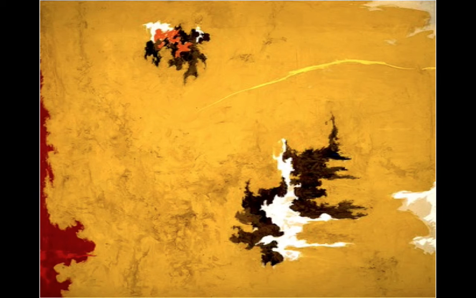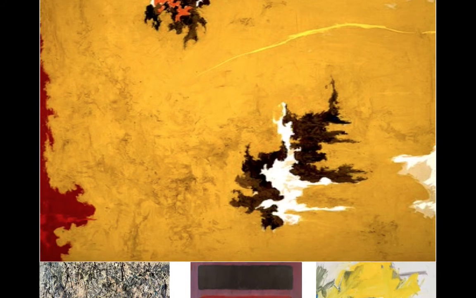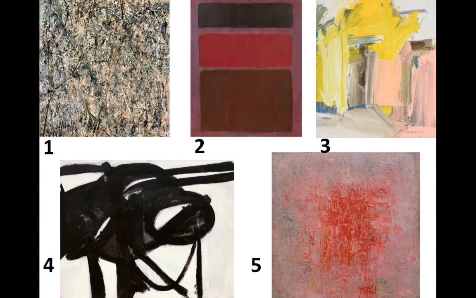Clyfford Still, like Rothko, was a chief inspirer of color field painting. Still studied painting in college and later became a teacher at Washington State. He was a longtime friend of Rothko and Pollock. His most famous piece of art was 1948-C, shown here.